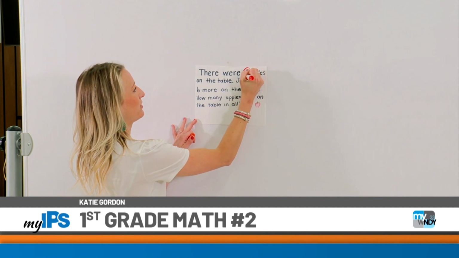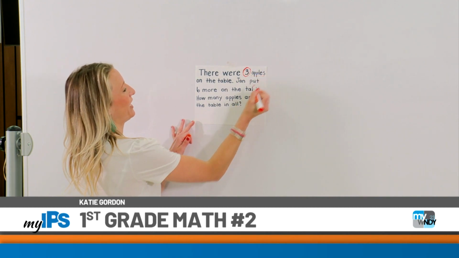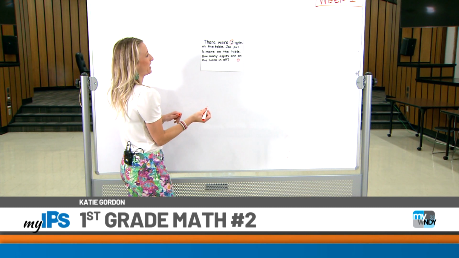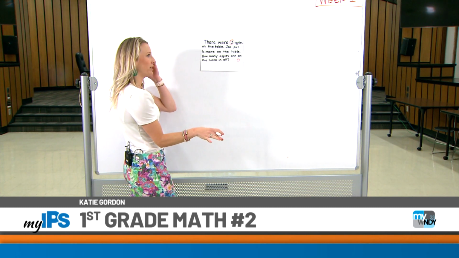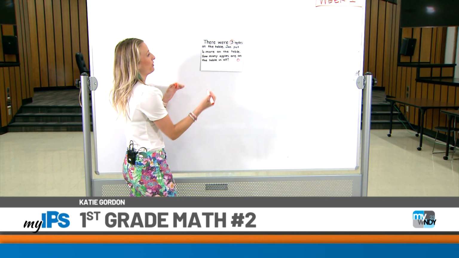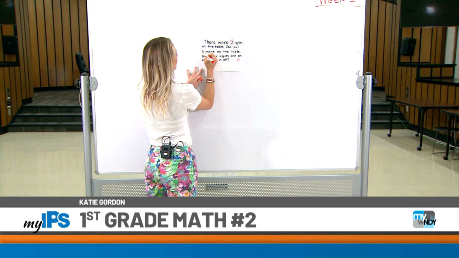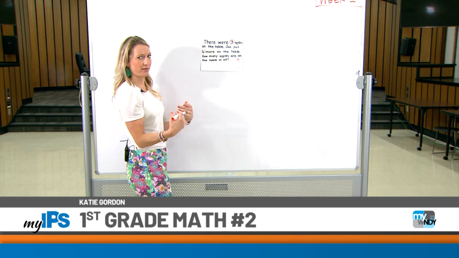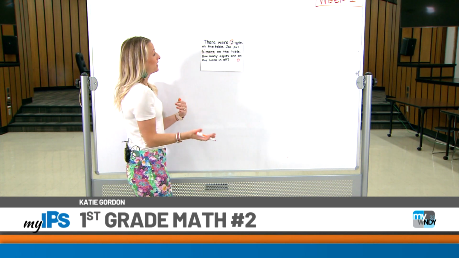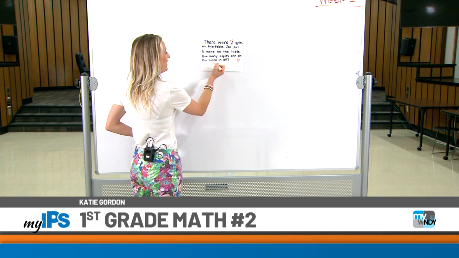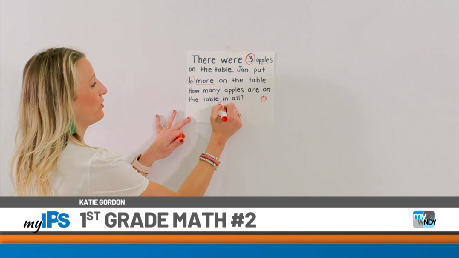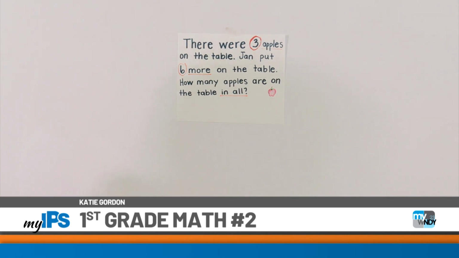So I have 3 apples. So Jan got 3 apples, and they were on this table. So I'm visualizing that. She's putting them on the table. Okay, great. And then she went and put 6 more. It says that she put 6 more. What is more telling the reader? How many apples are there on the table in all? So we want to find out how many all together.